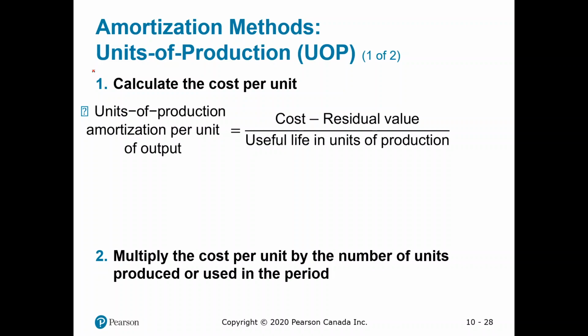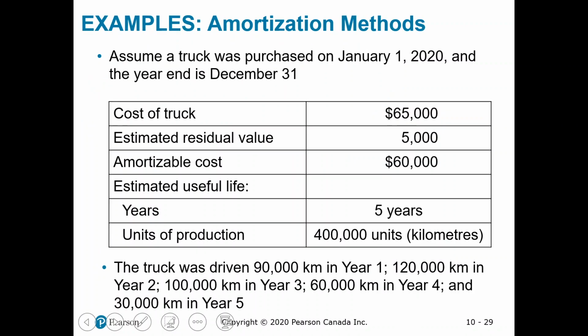The first part, as I said, is calculating that per unit cost. This is determined as our cost minus the residual value, so again, just using the amortizable cost. And now we divide by our estimated useful life, but not in years, in units of production. We're going to use the same question that we did in our straight line. We're going to use this for all the methods, but here we ignore the number of years.